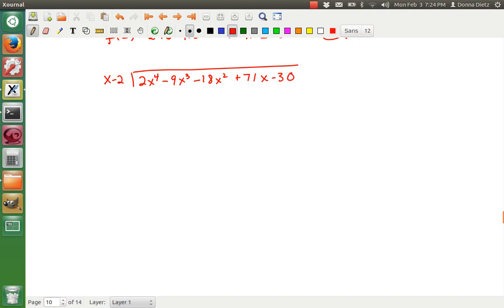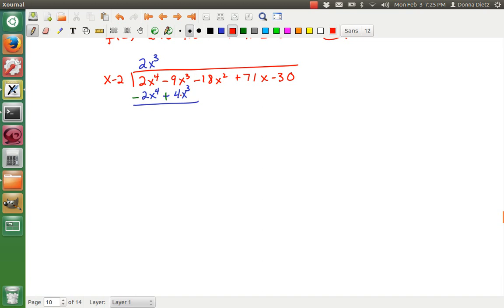Okay, alright. Now, I'm going to ask the question, how many times does 2x to the 4th go into x? That's my question. And it's going to be 2x cubed. That's how many times. So I'm going to multiply 2x cubed times x, get 2x to the 4th. Then 2x cubed times negative 2 is minus 4x cubed. And I'm going to go ahead and change the sign, because I'm going to subtract. I like to change the sign. You may prefer to leave the signs alone and subtract, whatever works for you.